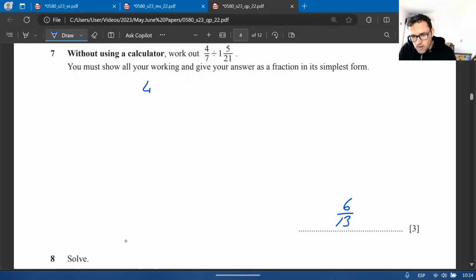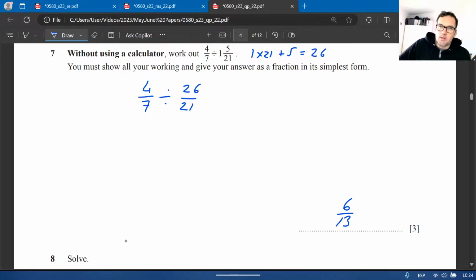Alright, so to get full marks, we need to show the following. First thing, we're going to change this mixed fraction to an improper fraction. You do 1 times 21 is 21, plus 5 is 26. So that's 26 over 21. Alright, this is division, so we don't need to get the denominators the same. It's a common mistake students make.